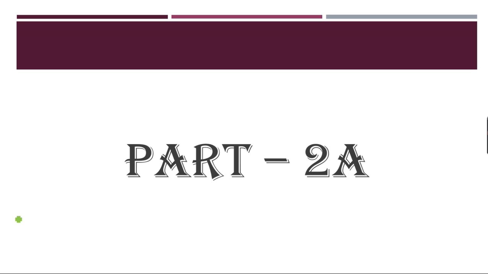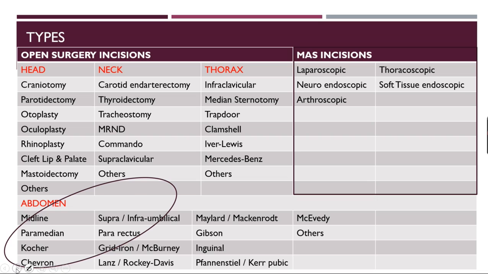As there are various types of incision in the abdomen area, we'll take up the abdomen in two parts, part 2A and part 2B, just to avoid enlarging the video in duration. So let's start with part 2, the abdominal incisions, and part A. In this video, you must have remembered this table.